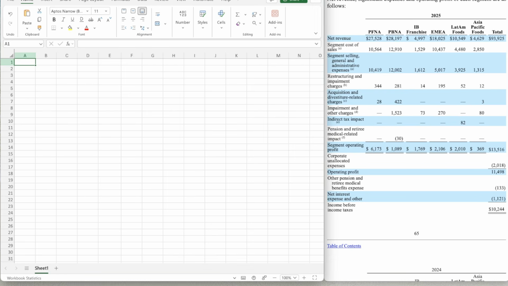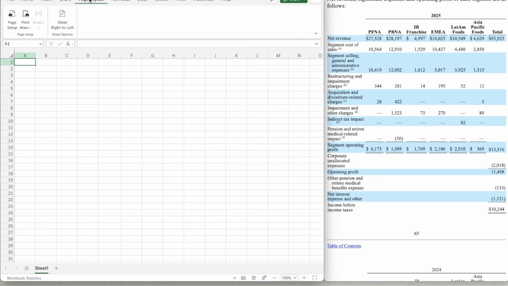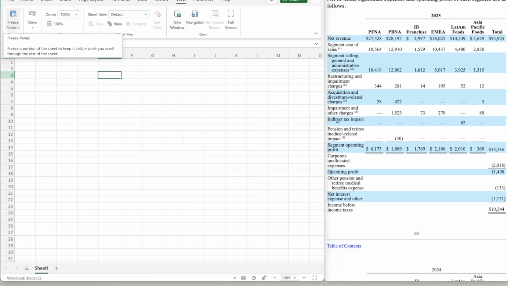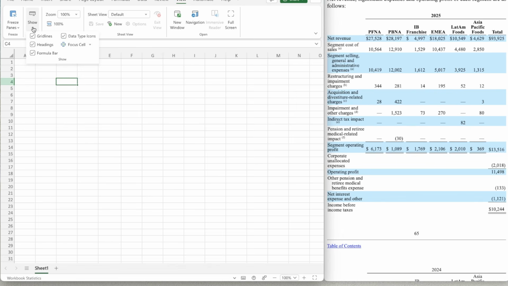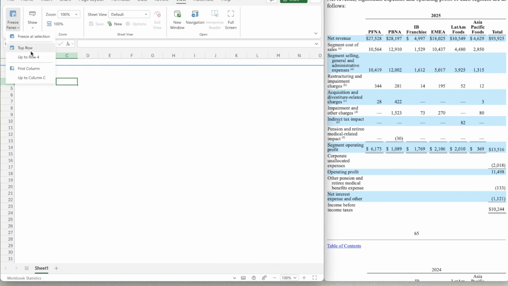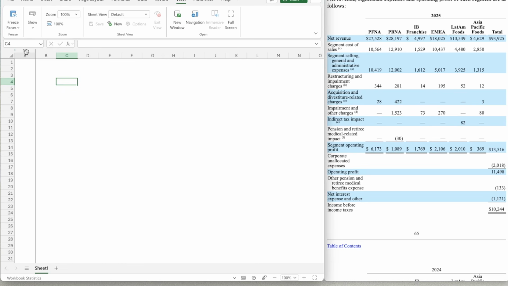First things first, on your spreadsheet, go to page layout. I'm actually using Excel on the browser at the moment. My desktop version isn't working for some reason. So you have to go to View, remove your grid lines, and freeze panes. Let's freeze the first column.